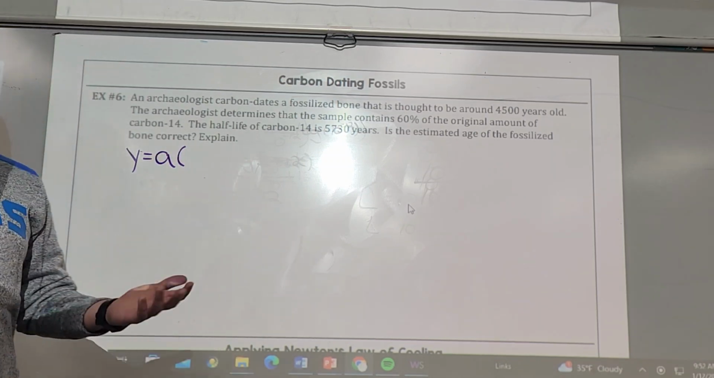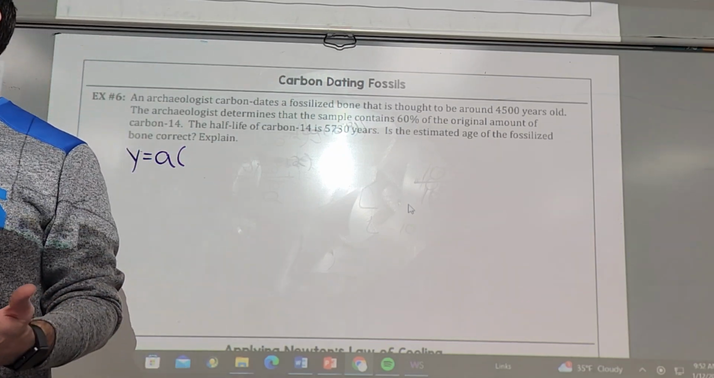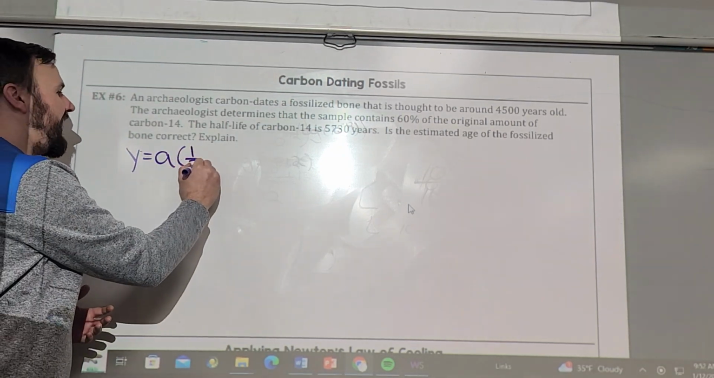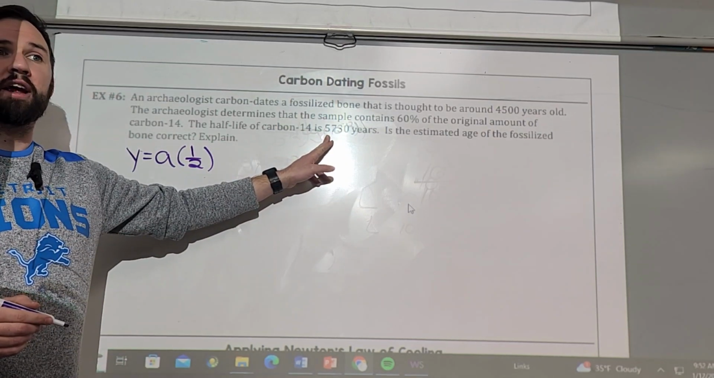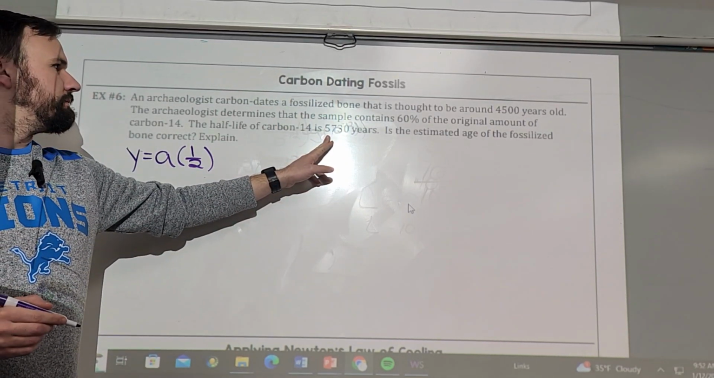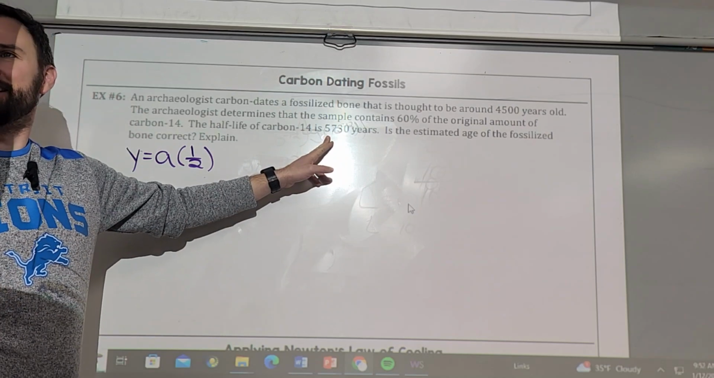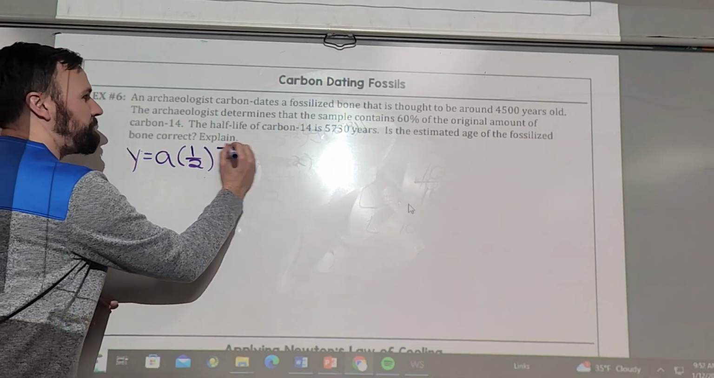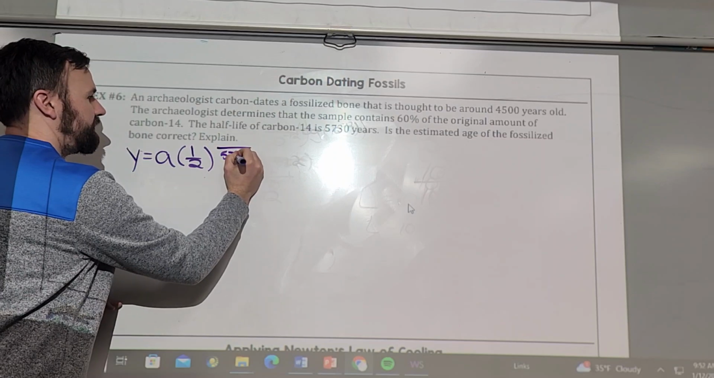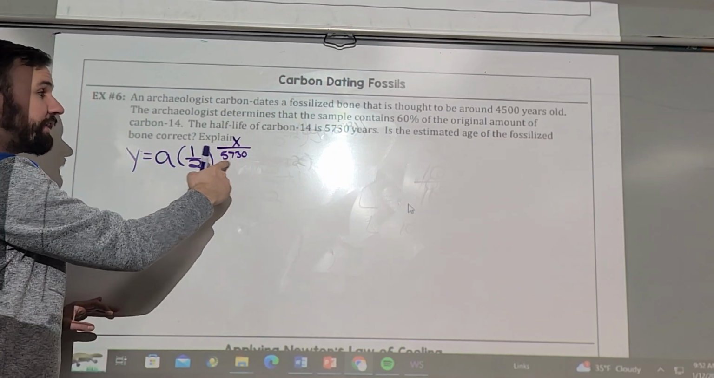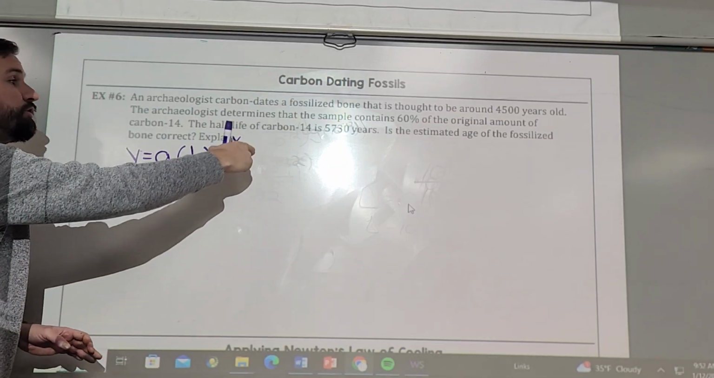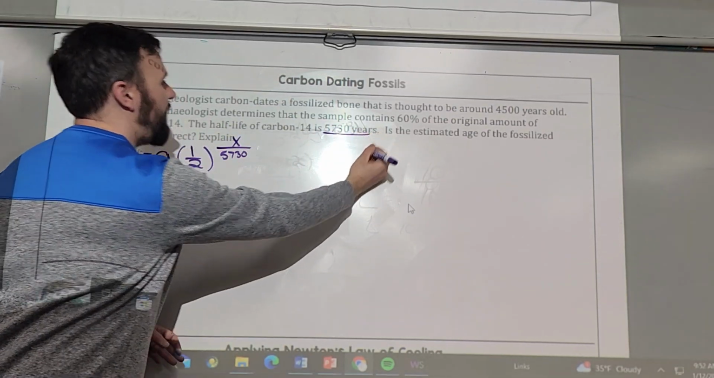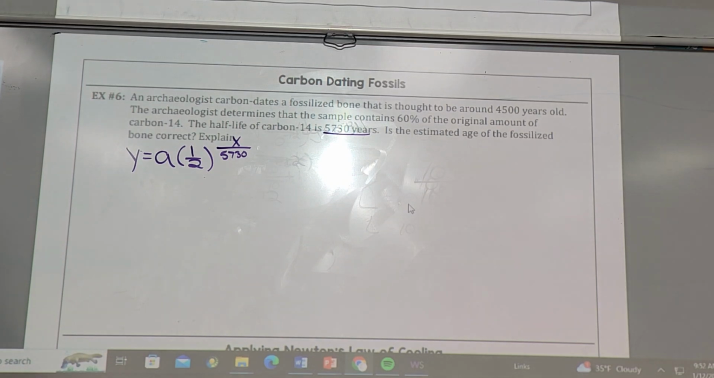What's our rate of change for half-life? What are we looking for? Half. So our base is always a half. And now it halves in 5,730 years, right? So that goes on the bottom, because then when I plug in 5,730, I want that to be a 1, to the first power. So if I put x over that, when it reaches that, I'll be at half of what I started.